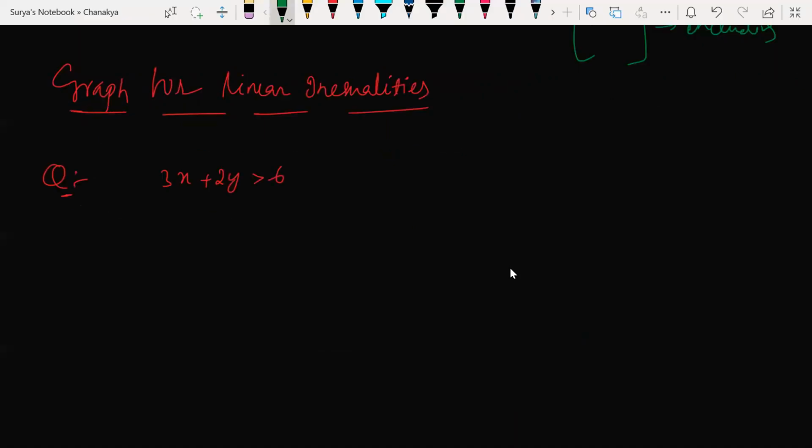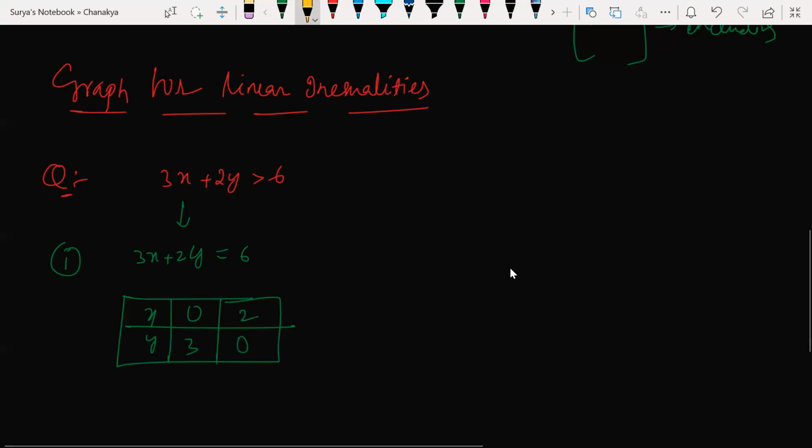First of all, your first step is to write this as an equation. This is my equation. Make a box. Take any two values, x and y. You need to solve for x and y first. So if x is equal to 0, what is the y value? 3. If y is equal to 0, what is the x value? 2. So always take x as 0 first, then you will get the y value. In the second step, you take y as 0 so that you get the x value 2.